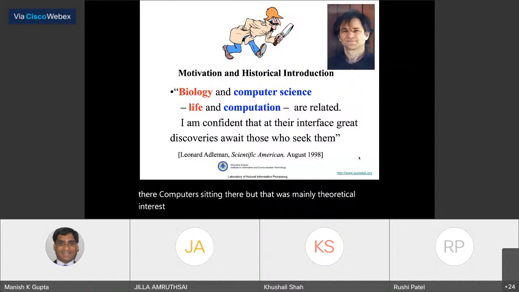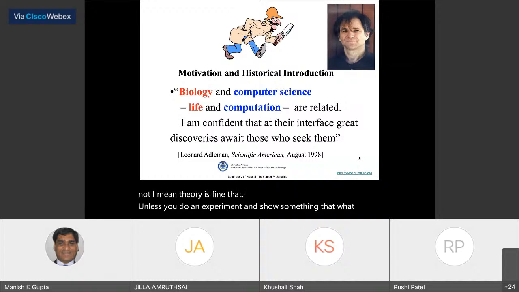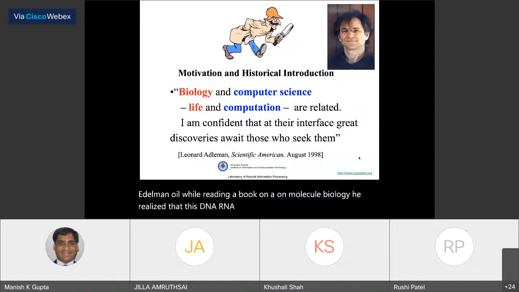But that was mainly of theoretical interest. Theory is fine, but unless you do an experiment and show what you can do, people don't get too motivated. So finally, in 1994, Adleman, while reading a book on molecular biology, realized that with DNA, RNA, and protein, he could use some sort of computer science. And he said to his wife, Laura, that yes, these things can compute.